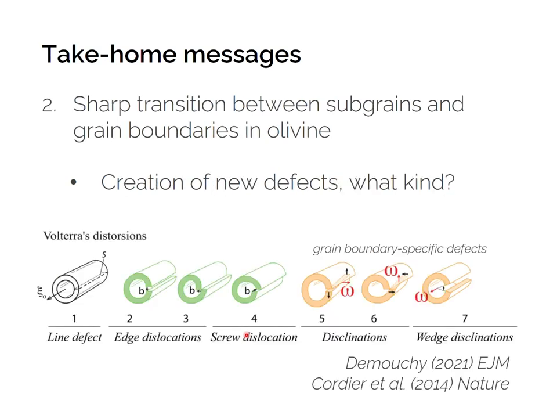We also documented a sharp transition from subgrains to grain boundaries, but our hypothesis to explain this transition, rather than grain boundary sliding, is that the grain boundaries once formed act as barriers to slip transfer, creating and accumulating new types of defects such as dislocations with different Burgers vectors or grain boundary specific defects such as disclinations. As for disclinations, they have already been observed along olivine grain boundaries in these studies cited here.